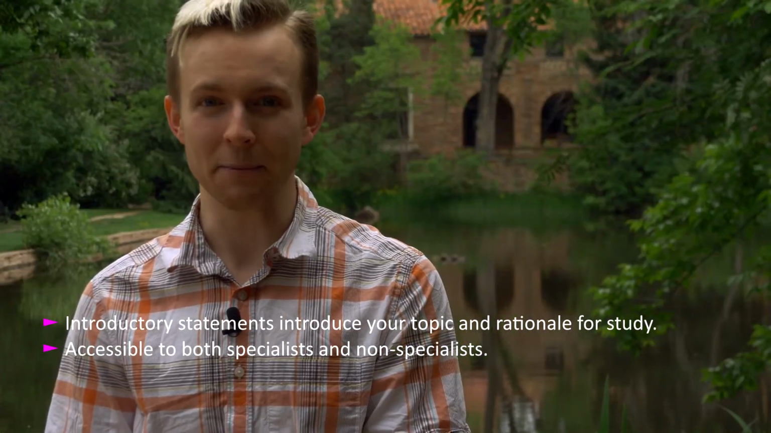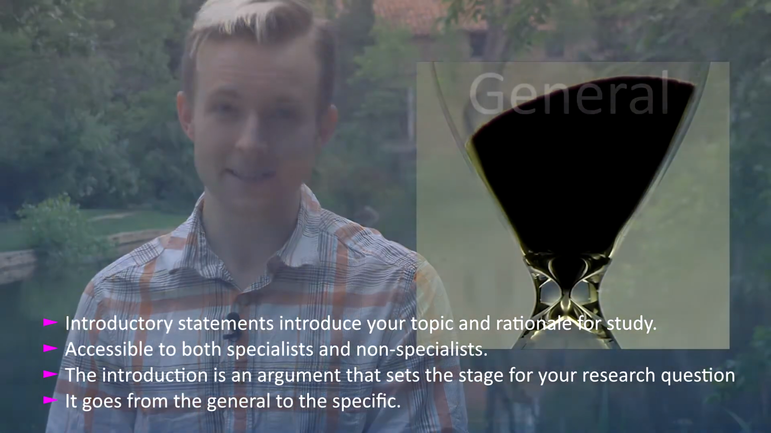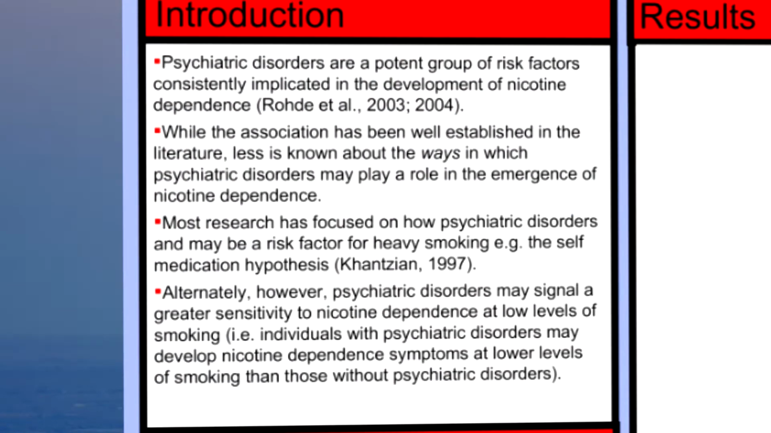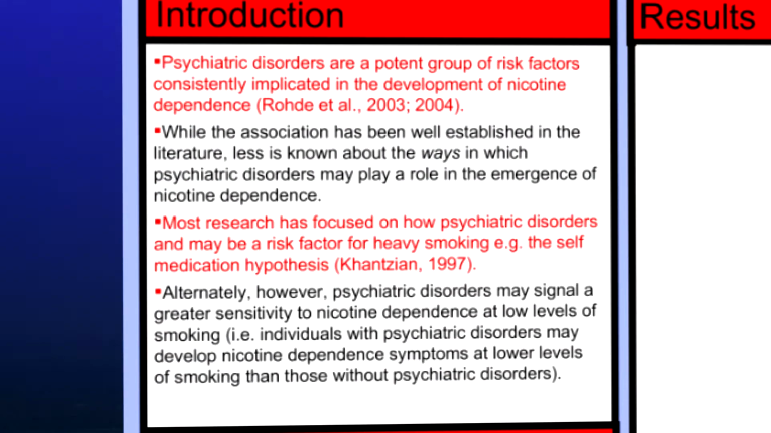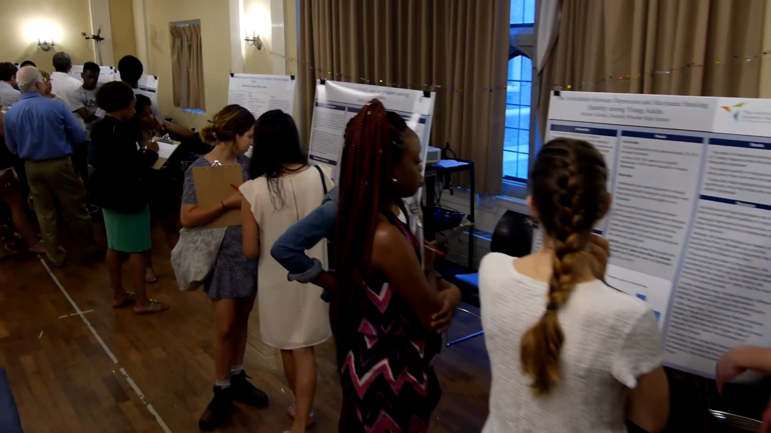The introduction is an argument that sets the stage for your research question, and modeling the top of an hourglass, it goes from the general to the specific. The introduction includes what is known about a topic. These statements are highlighted here in red. Also included in the introduction is what is not known, highlighted in green. And finally, we typically include what our study may contribute, highlighted in purple. All of this background sets up our research question.